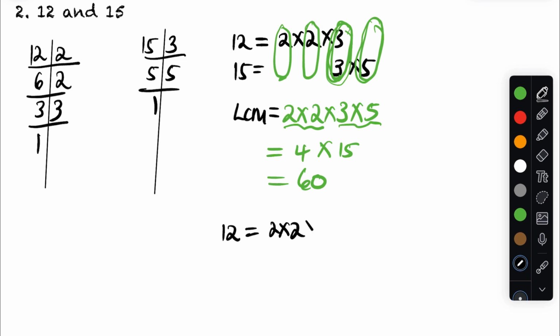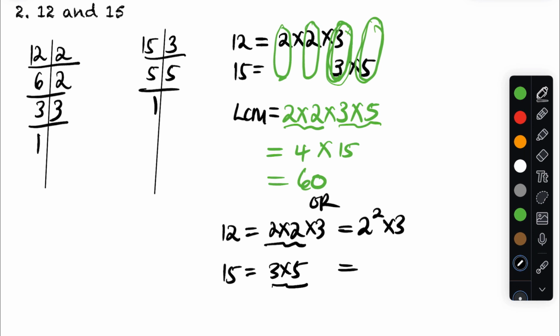Let's see if we get 60 using the other way, where we list those prime factors. 12 is made by 2 times 2 times 3, and 15 is made by 3 times 5. Now what do you do in this way? Now you put the exponential. 2 times 2 in exponential form is going to be 2 to the power 2 times 3, and then here they're already in exponential form, which is 3 to the power 1 times 5 to the power 1.